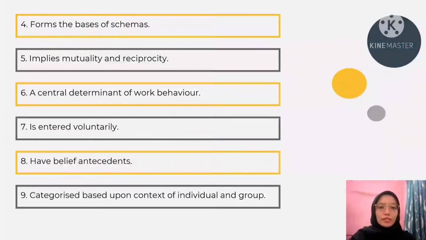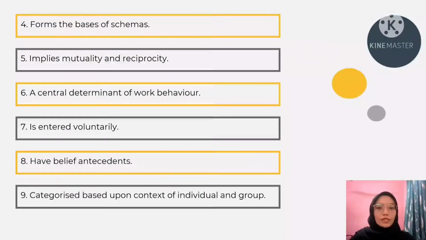The fourth feature is psychological contract forms the basis of schemas. Schema refers to an individual's beliefs, frames of reference, perceptions, values, and concepts. It is necessarily different from individual to individual. There could be a number of psychological contracts between the employees of an organization and the organization in particular. Schema serves as a guideline for an individual's information collection, assimilation, interpretation, actions, and expectations, thus simplifying the cognitive mechanism by which individuals make sense of events and situations.